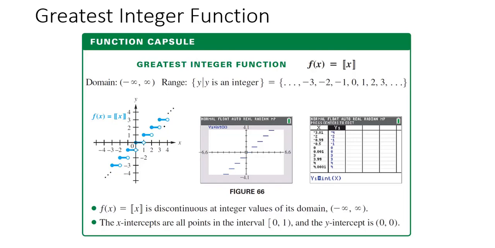So you can see it's like a step function, and the domain would be all real numbers, right? And the range, however, would be just the integers. Okay, the numbers in between are not included.